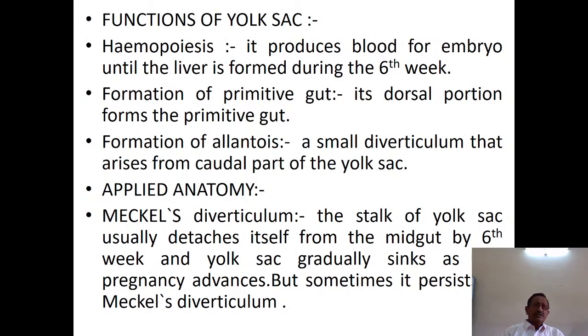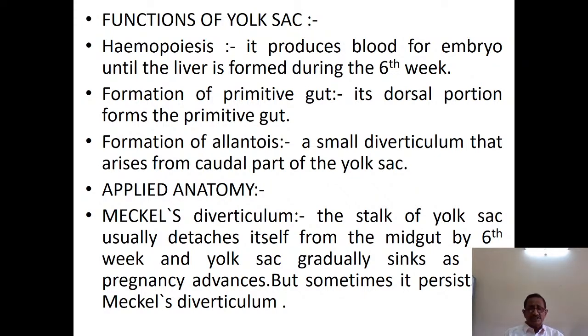Functions of the yolk sac. So this yolk sac produces blood for the embryo till the liver is formed, in the first 6 weeks. Then formation of the primitive gut: its dorsal portion forms the primitive gut. Formation of allantois: a small diverticulum that arises in the caudal part of the yolk sac forms allantois. We'll talk about allantois later. Now, Meckel's diverticulum.